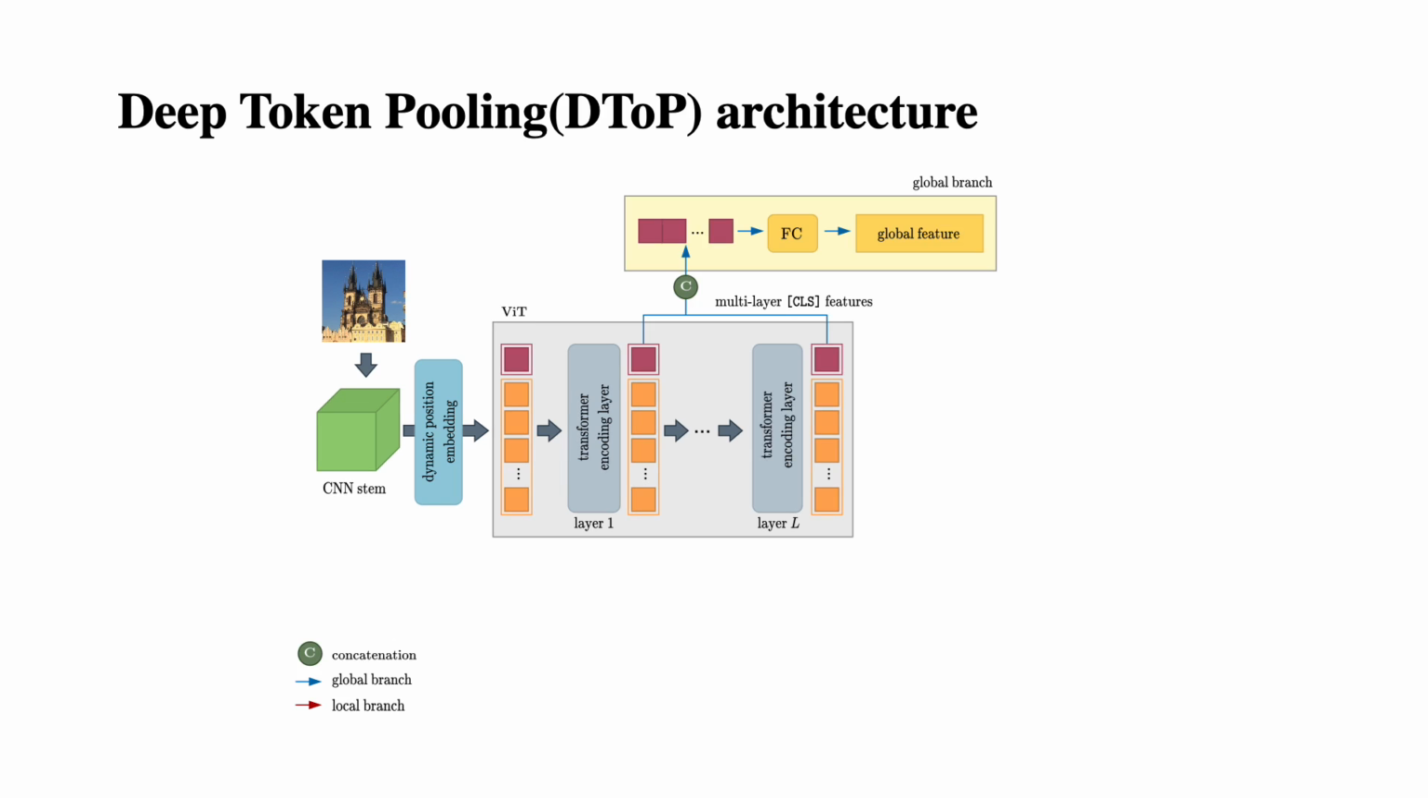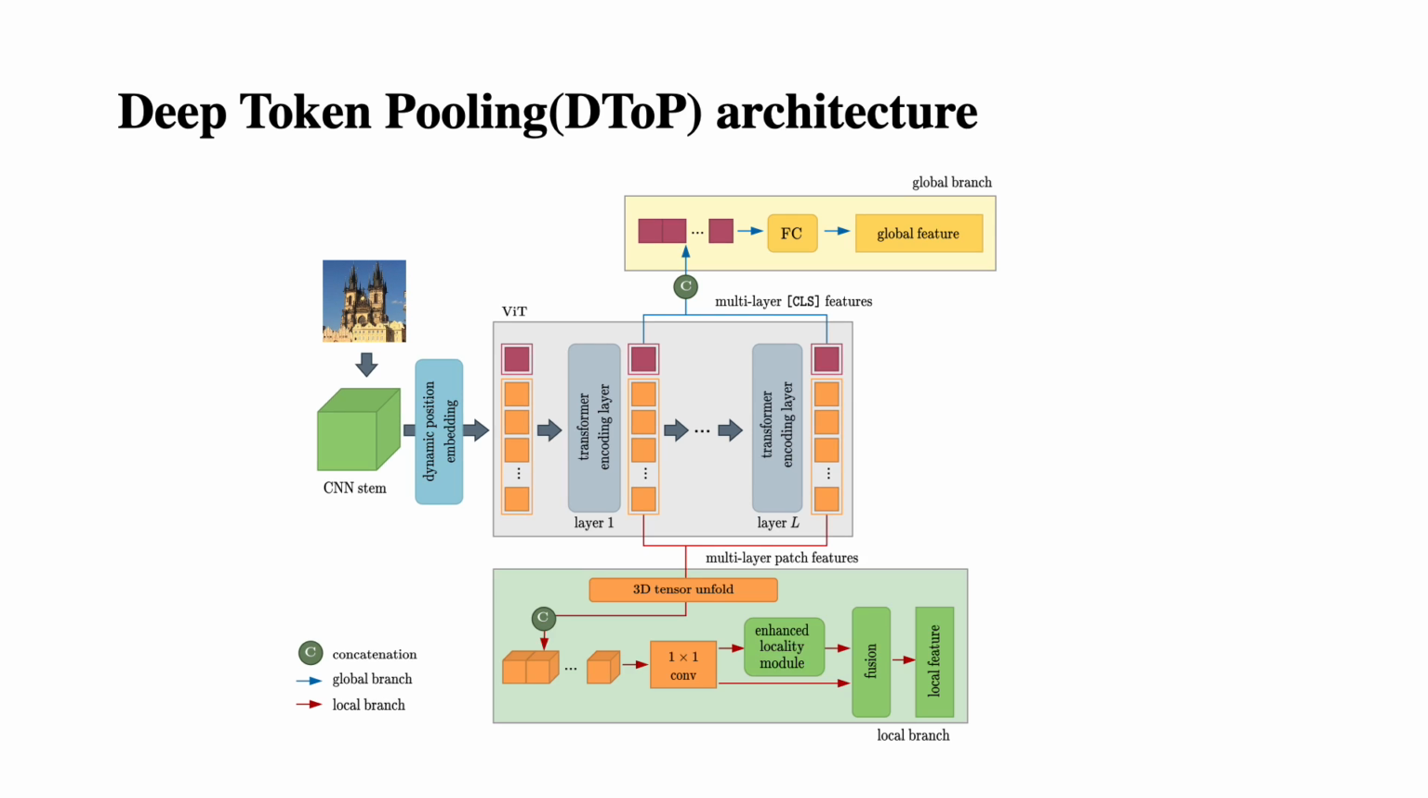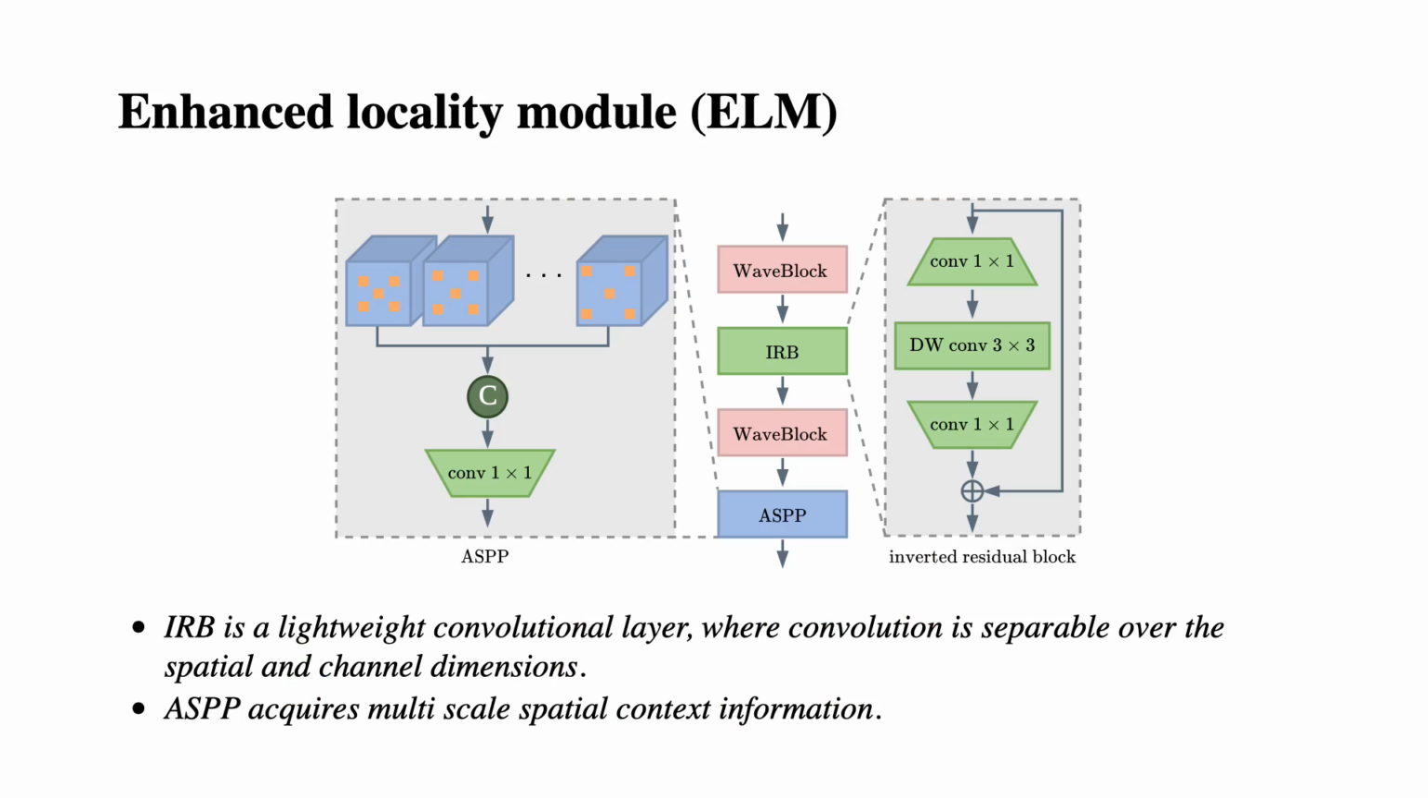Global branch takes as input the multi-layer CLS features and embeds them in n-dimensional space using a fully connected layer. Local branch takes as input the multi-layer patch features, containing rich spatial information. We apply one-by-one convolution to reduce the number of channels effectively. Then, we apply our enhanced locality module. And we fuse with Y, choosing from a number of alternative functions studied in the supplementary. We obtain an n-dimensional embedding from the local branch by global average pooling over the spatial dimensions, followed by an FC layer. Finally, we obtain a global n-dimensional image representation by concatenating local and global branch and applying dropout, FC layer, and batch norm.